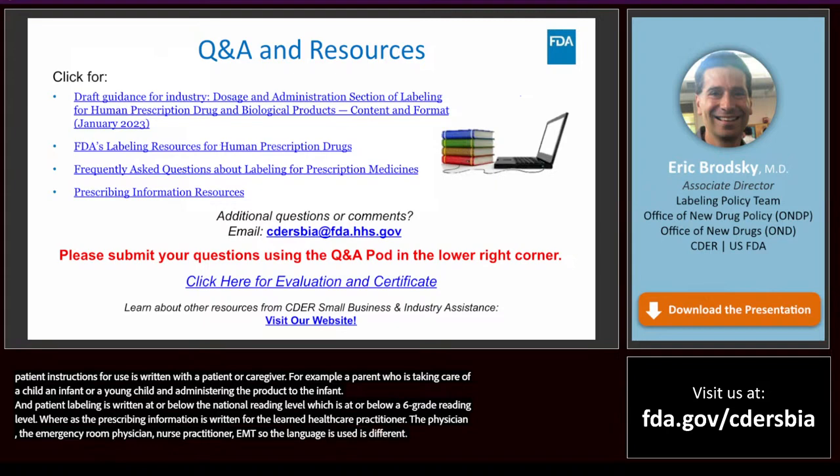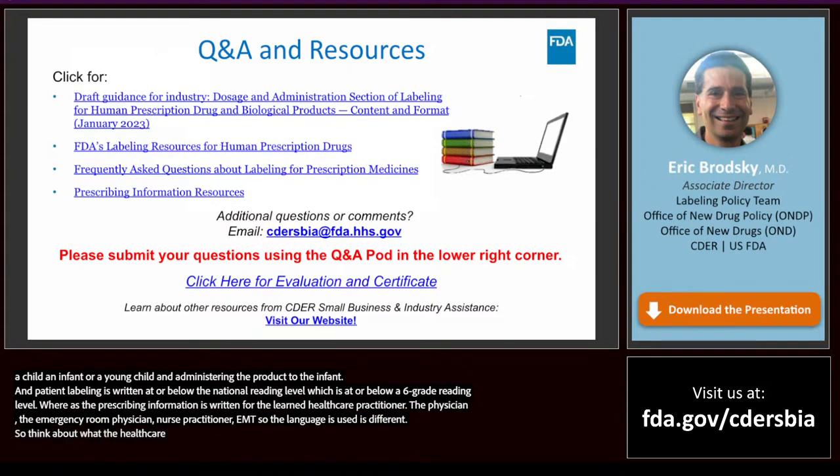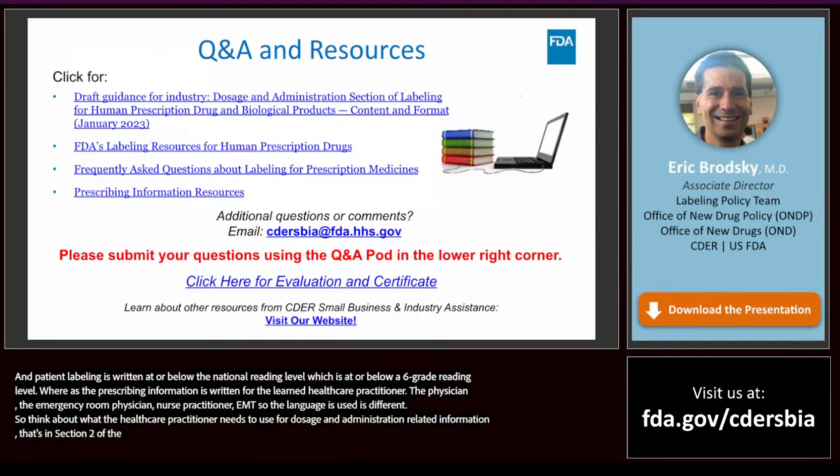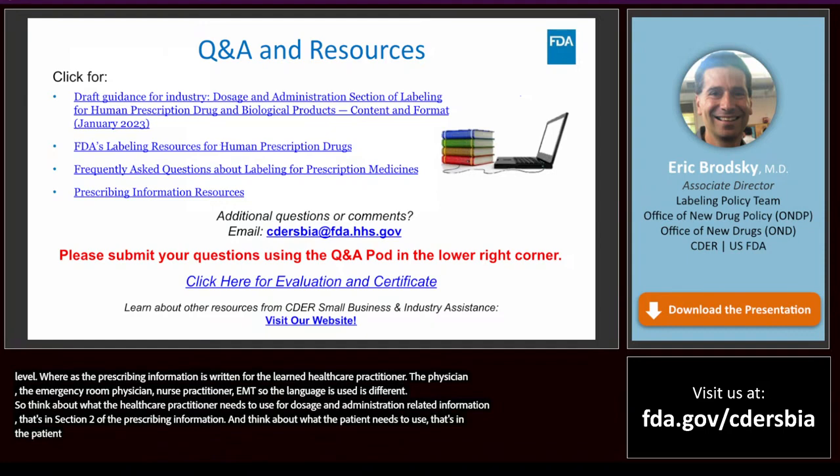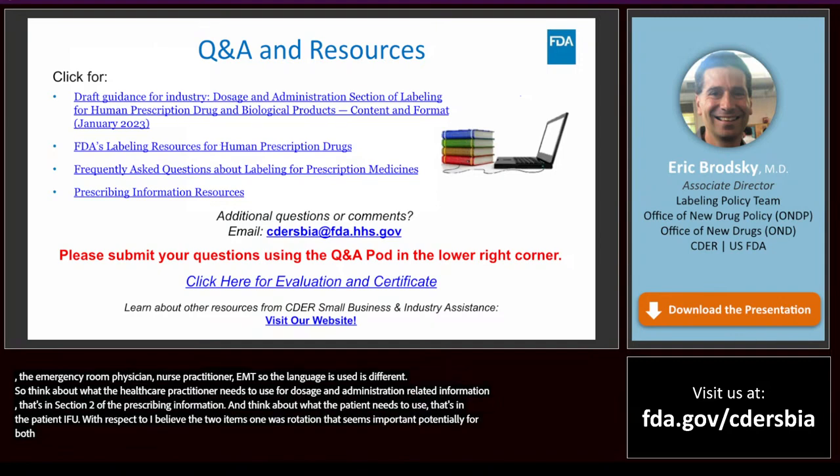So think about what the healthcare practitioner needs to use for dosage and administration related information. That's in section 2 of the prescribing information. Think about what the patient needs to use. That's in the patient IFU. With respect to, I believe that there were two items. One was rotation. That seems important potentially for both the healthcare practitioner and the patient. So that would be included in both.